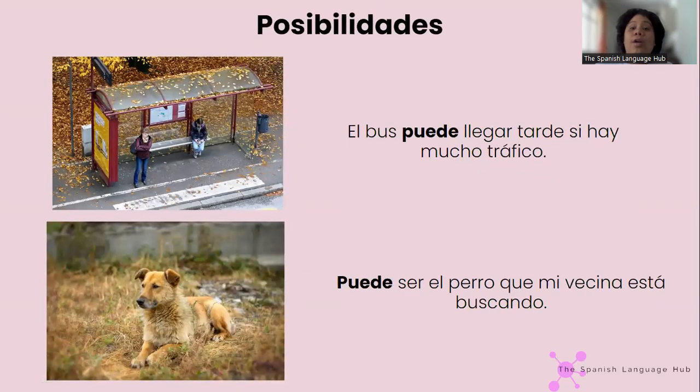Possibilities. El bus puede llegar tarde si hay mucho tráfico. The bus can or could or might arrive late if there is a lot of traffic. And puede ser el perro que mi vecina está buscando. It could be, it can be, it's possible. Is the dog that my neighbor is looking for.